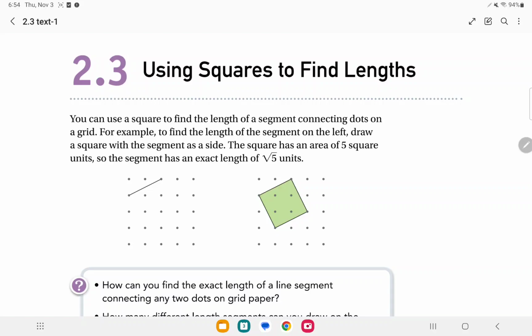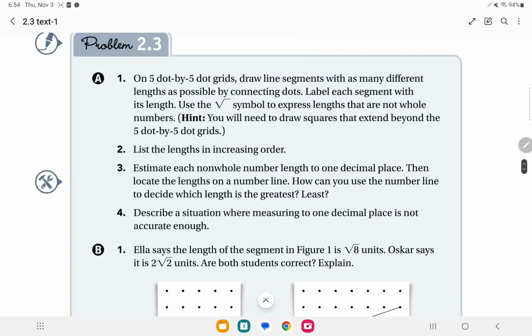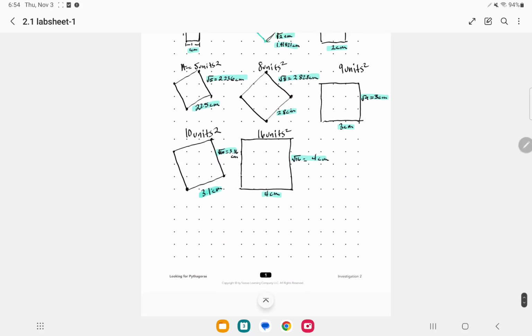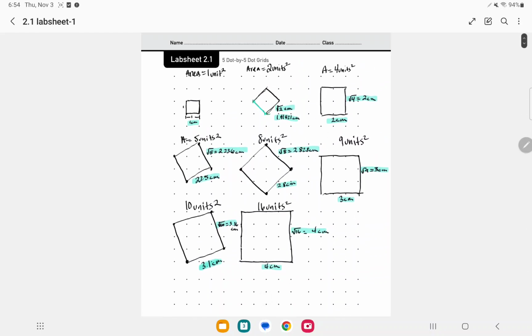Now, coming back to the notes, by doing what we did, we would have answered a lot of these. On number 1, we've already done this quite a bit, and I'm going to say let's go ahead and skip number 1, especially if you have this lab sheet. We took a lot of time on this lab sheet getting this done, and these are pretty much all the squares up to a 4 by 4. Now you can create a 5 by 5, but it will be out of the 5 by 5 grid.